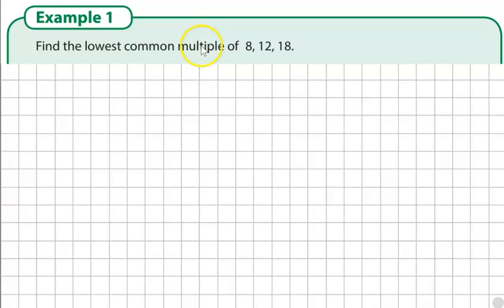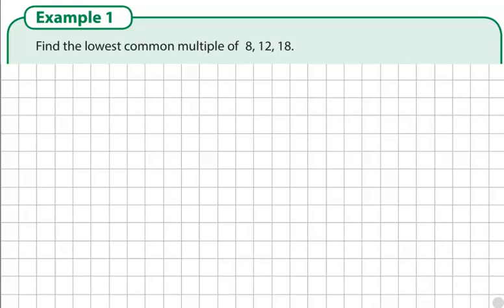Find the lowest common multiple of 8, 12, and 18. So now we have 3 numbers and we have a number that's quite big. So 18 is not a number that we would typically know the multiples of off by heart. But we go about it in the exact same way as the first example.